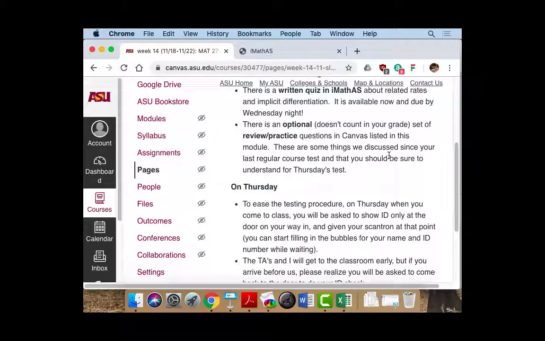So that practice that's in Canvas, those 40, 45 questions, you can do them. It will tell you if you're right or wrong. It doesn't count in your grade. It's just extra questions, kind of an assortment from the last 6 weeks or so to help you remember a variety of things, questions that you didn't just do in iMath.